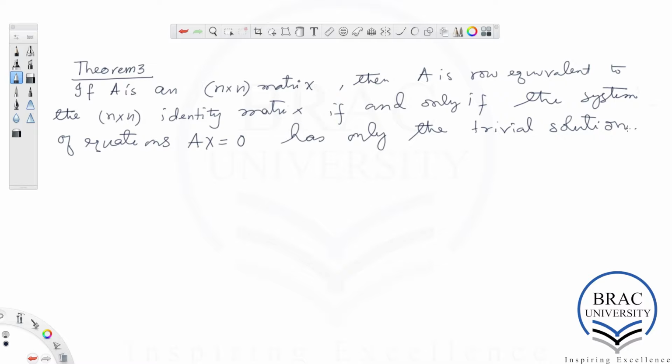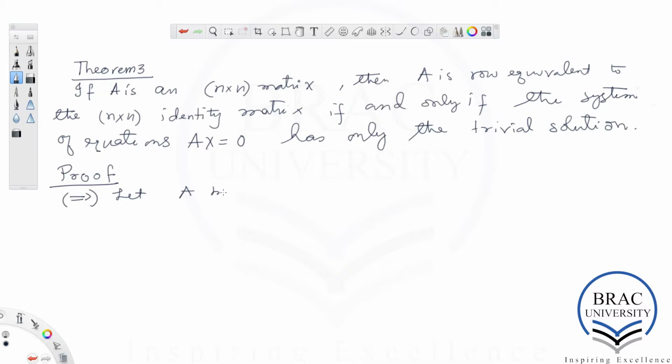Since it's an if and only if statement, we have to prove both the directions. So here is one direction. It means that we have to prove if A is an n times n matrix, then A is row equivalent to the n times n identity matrix will imply that the system of equations Ax equal to 0 has only the trivial solution.